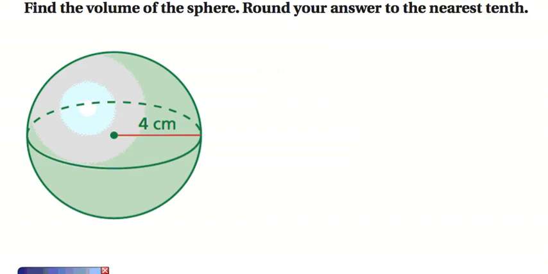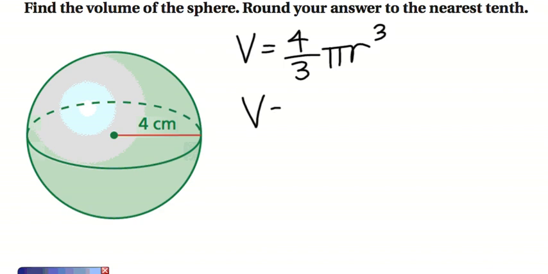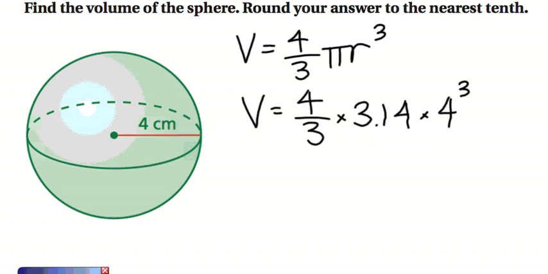Okay, we have a sphere with a radius of 4 centimeters. So we'll start with the formula: 4/3 pi times radius cubed. Okay, step 2, we'll plug in everything that we can. So we have 4/3 times 3.14 times 4 cubed. Okay, from here, we'll calculate to get an answer.